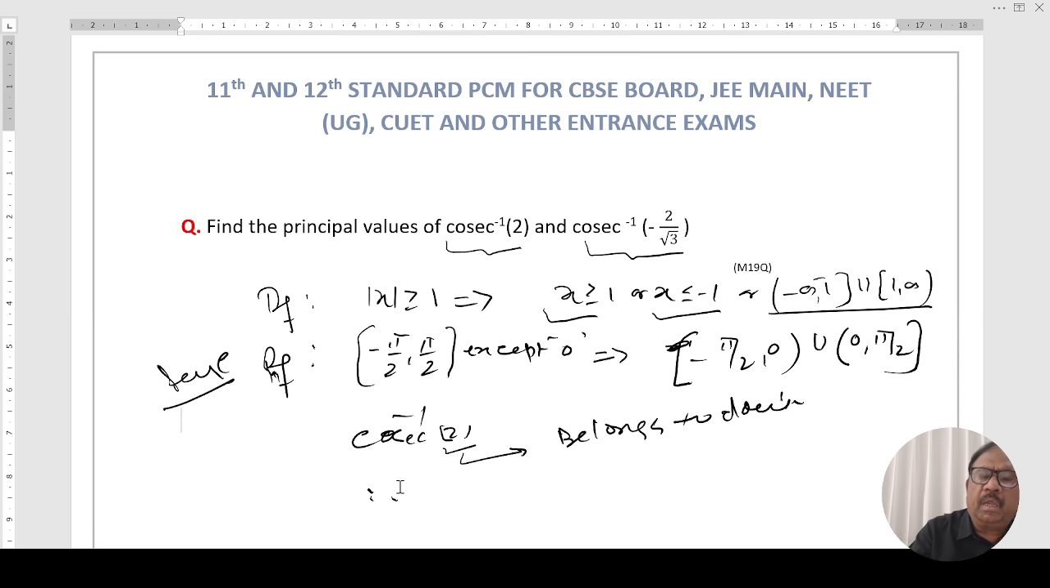Therefore, the value will be pi by 6. Pi by 6 will be the answer.